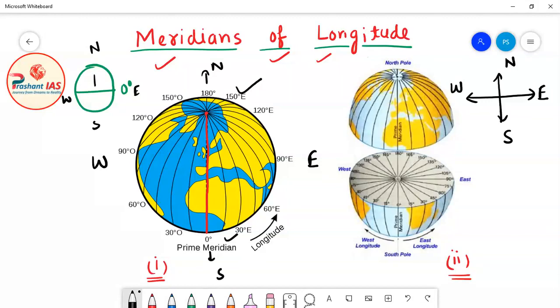So this upper part is called the northern hemisphere. The part of the earth which is to the north of the equator is called the northern hemisphere, and the part of the earth which is to the south of the equator is called the southern hemisphere.